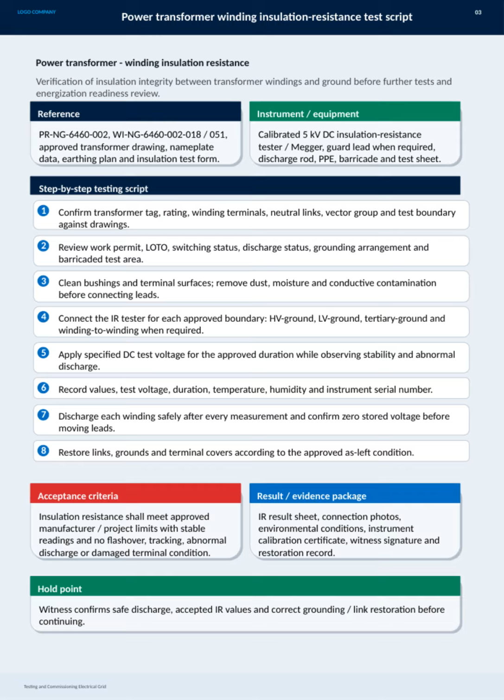Acceptance criteria dictate that insulation resistance must meet manufacturer and project limits with stable readings and no signs of flashover or damage. The results package includes the IR test sheet, photos, environmental conditions, calibration certificates, and witness signatures. A key hold point is that the witness verifies safe discharge, acceptable insulation resistance values, and proper restoration before allowing the test sequence to continue. This thorough protocol helps maintain transformer safety and operational integrity during commissioning.